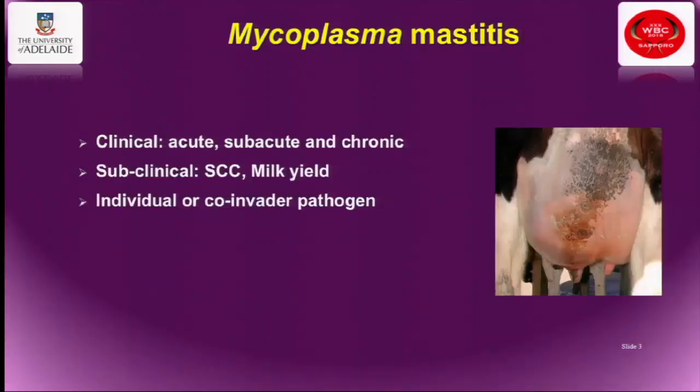It is common knowledge that mycoplasma can cause clinical mastitis, when there are obvious clinical signs on the udder or the animal, and it can be acute, subacute, or chronic. It can also cause subclinical mastitis, when there is no clinical manifestation, but changes just in the milk composition, mainly somatic cell counts and milk yield. Mycoplasma, in many cases, tends to cause subclinical rather than clinical mastitis.